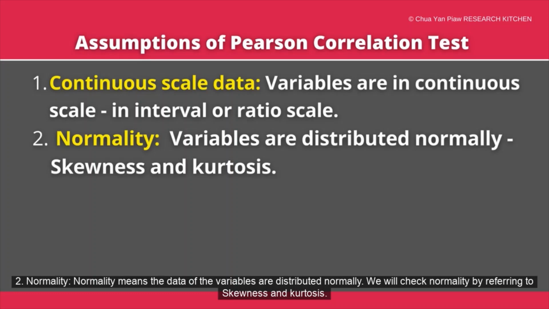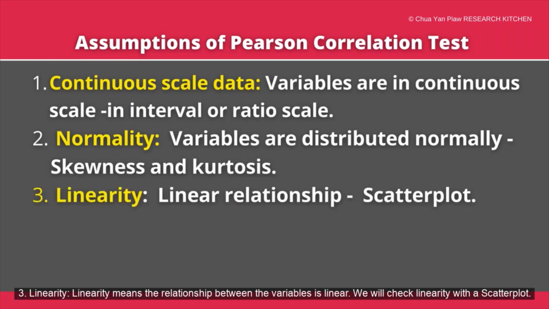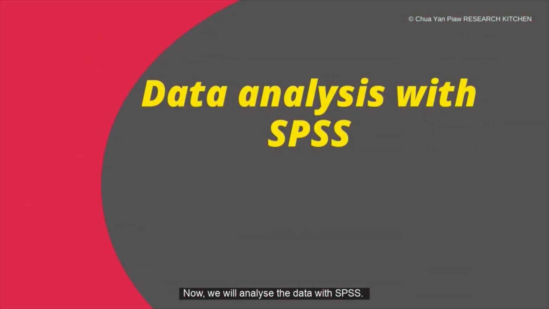We will check the normality by referring to skewness and kurtosis value. 3. Linearity. Linearity means the relationship between the variables is linear. We will check linearity with a scatter plot. Now we will analyze the data with SPSS.